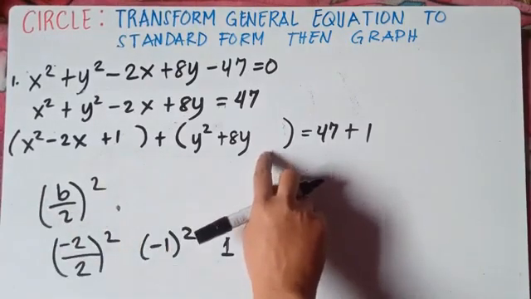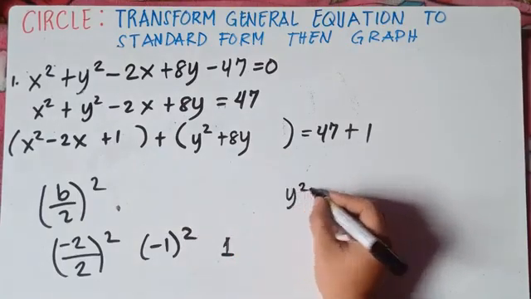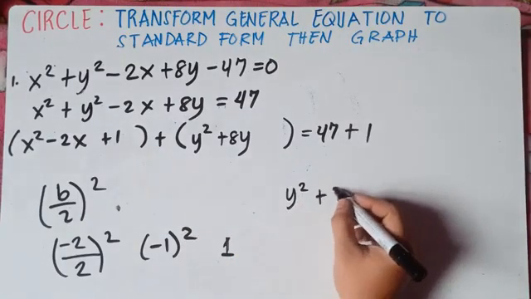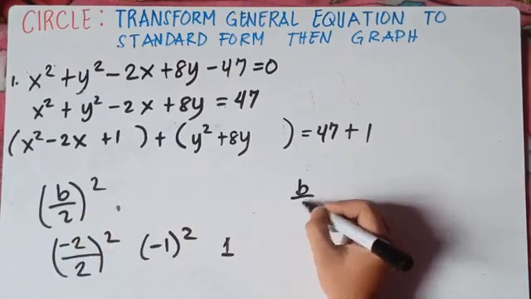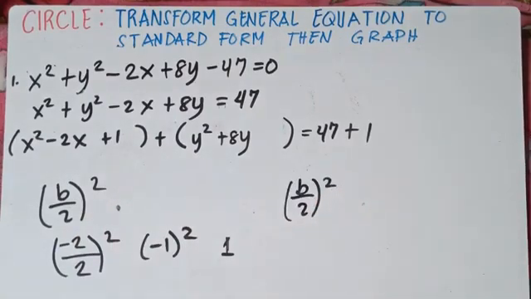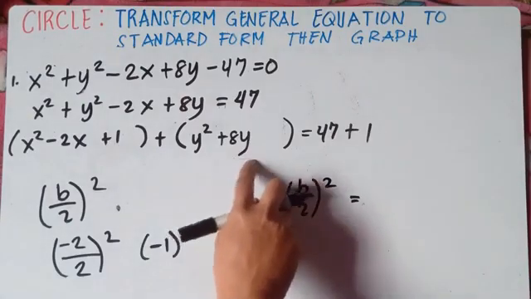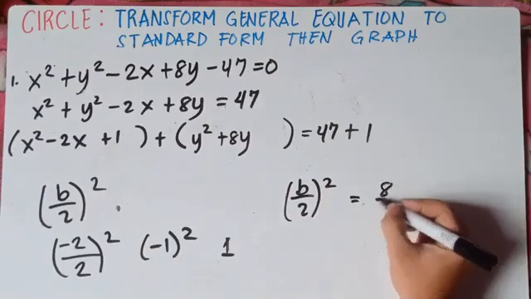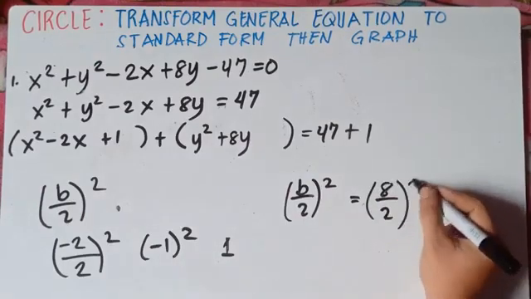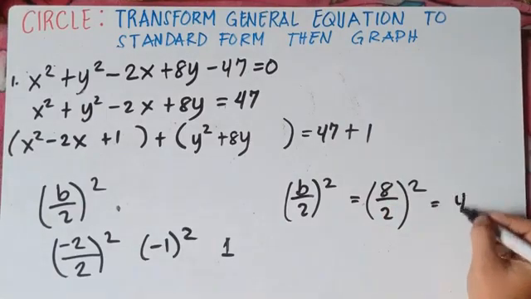Alright, so we need to add another constant on this equation. So y squared plus, we need to add a new constant. The thing that you will do, copy the formula: b divided by 2 squared. The b here is 8, beside y, the linear term. So copy 8 divided by 2 squared. 8 divided by 2, that's 4 squared.